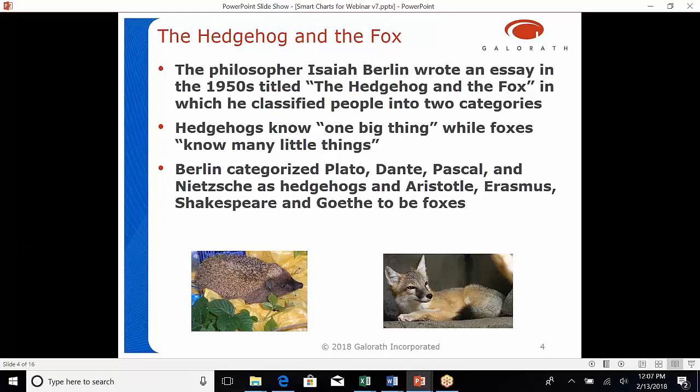You think about Erasmus and Shakespeare, which Berlin categorized as foxes. Erasmus was a very multifaceted, multi-talented individual during the Renaissance. He was a humanist scholar, an ordained priest, a social critic, a teacher, and a theologian. And Shakespeare, you think about Shakespeare, he was both a playwright and a poet. He wrote numerous works, both comedies and dramas. He's a very, very well-rounded individual with lots of different interests.